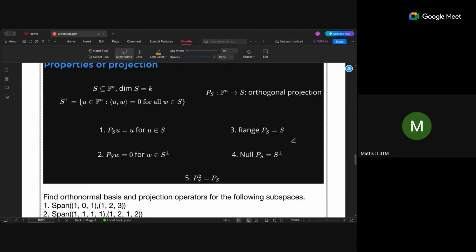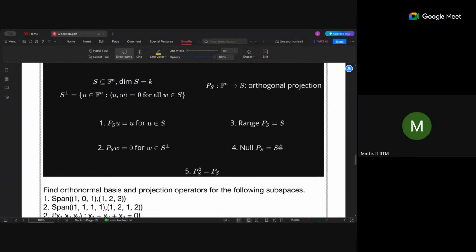Is this clear? Because this is something very important. If you want to understand projection, then this should be clear. Is it clear why range of PS equal to S? Yes or no? No? Yes, ma'am. Okay, good.